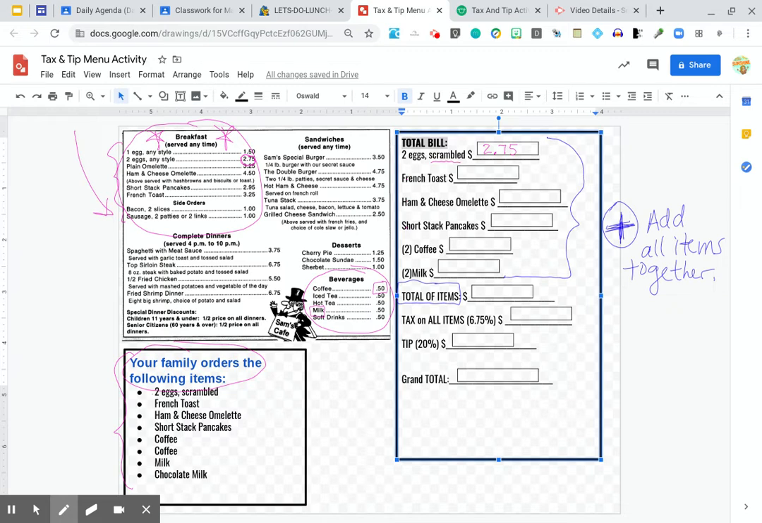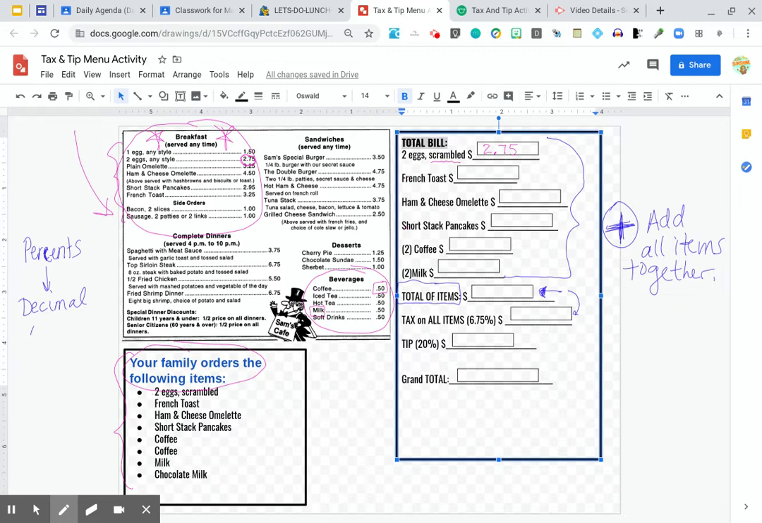Now the next part, we're going to ask you to do 2 things in 2 separate steps. Once you get this price right here, you're going to apply a 6 3/4% sales tax on that price. So if you remember, percents have to change to a decimal in order to multiply.